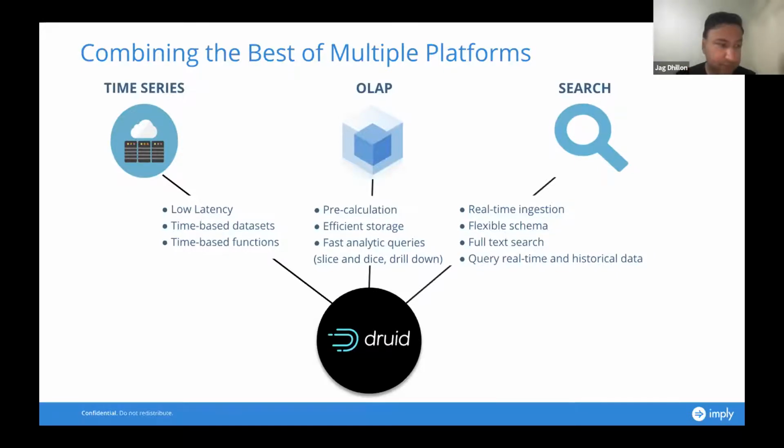If any of you followed the show in the 80s and 90s called Dungeons and Dragons, the Druid is a wizard. The wizard can do everything. It's a magician. Thus, that's where the name Druid came from. Our founders came up with the word Druid for this particular database. It is low latency. It can handle the best of time series, the best of OLAP, and the best of search. A hybrid of all three. So they used all the features from all three and came up with Druid, the magician.